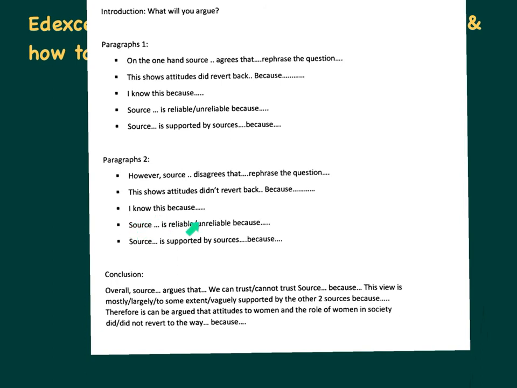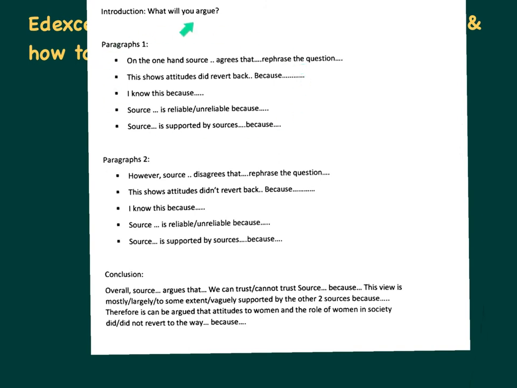Another, this source is reliable or unreliable, or more reliable than the previous paragraph's one, or less reliable than the previous paragraph, because why? Why was it created? Why might they have had reason to lie, exaggerate? Why might they miss out information? Why might it only reflect a certain particular experience? Perhaps it was in the countryside or in the city, or a particular age group or gender. The source is supported by other sources, such as use another source, back it up.